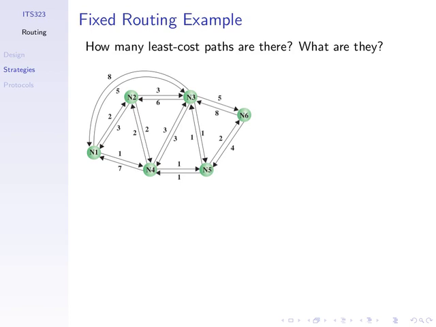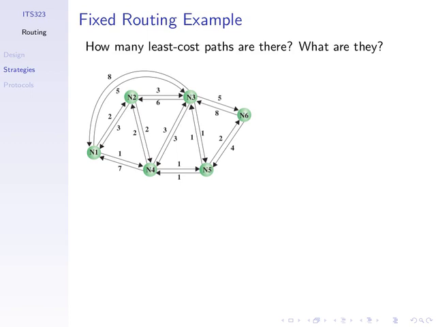So in fact, to complete the table, you need to know what the least cost paths are. Even though you don't store the entire path, you need to know what it is. So if node 1 wants to reach node 2, what is the least cost path? Anyone have an answer? 1 to 2. That has a cost of 2. From 1 to 2 direct has a cost of 2.